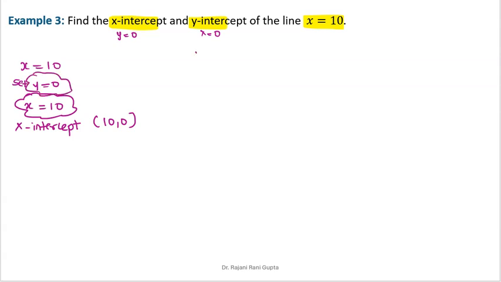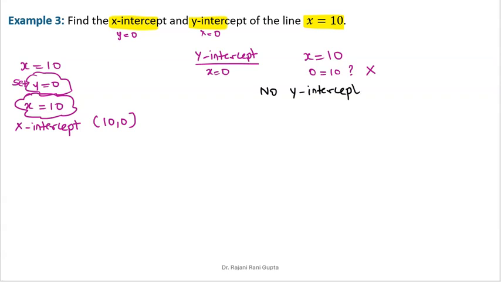Okay. Whereas when you talk about the y-intercept, what do you have to do? You have x equal to 10. You have to substitute x equal to 0. So what does this give you? 0 equal to 10. Is it possible? No, not possible. So in this case, you will say no y-intercept. It means this line doesn't cross the y-axis. Okay. So there is no y-intercept. So the line doesn't cross the y-axis.